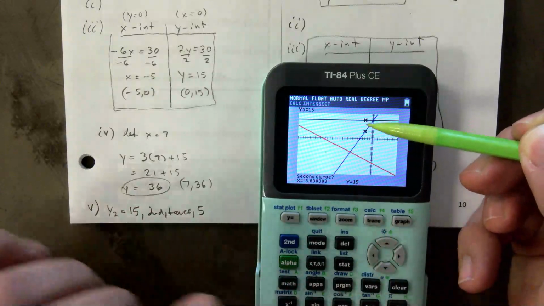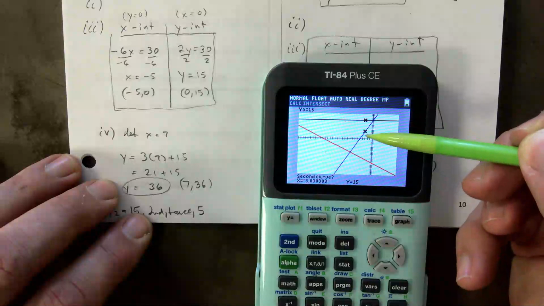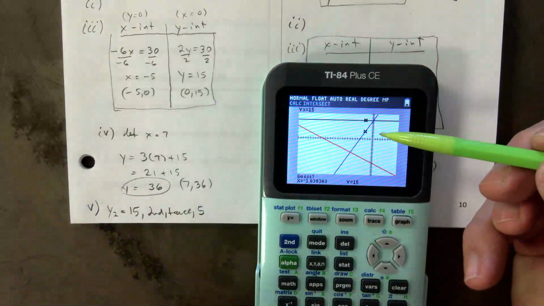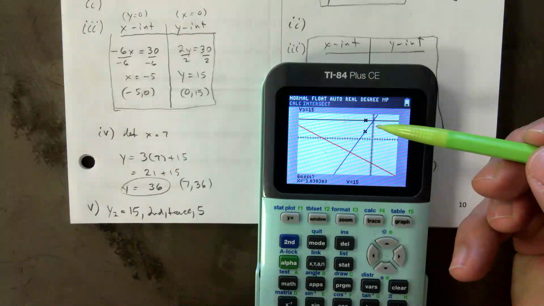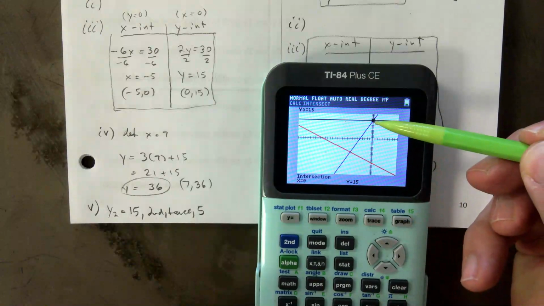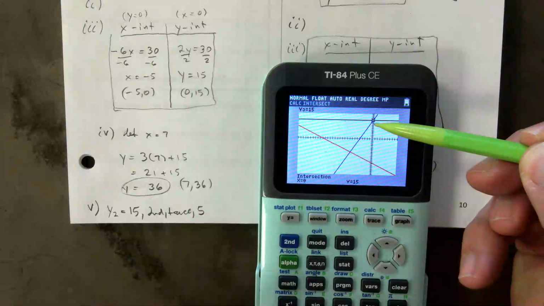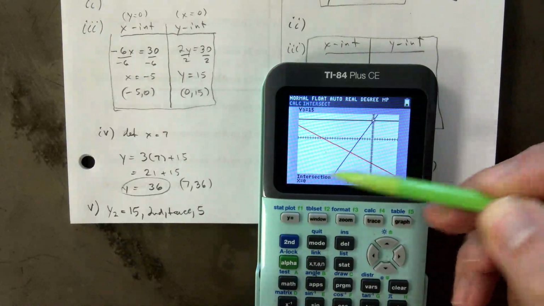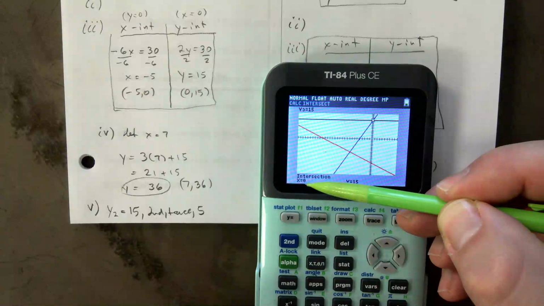So you want to find the intersection between these 2 lines here. So you hit enter one more time, and when it says guess, enter. So that is the point. When y is 15, x is equal to 0. And we kind of knew that already. Okay.